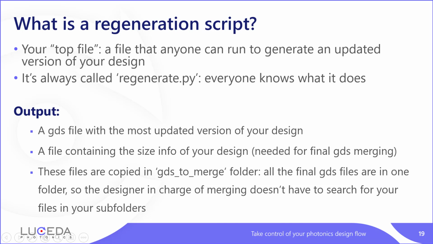The output of this regeneration script is first a GDS file with the most updated version of your design, and also a file containing the size info of your design, which is needed for the final mask merging. So these files are copied into the GDS to merge folder, where all the final GDS files are in one place so that the designer in charge of the merging doesn't have to search for your files in your subfolders.